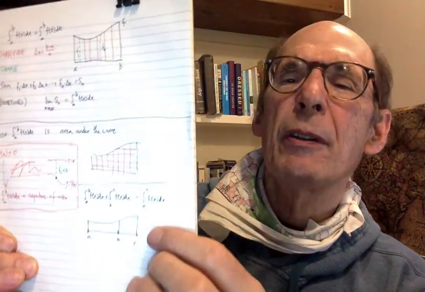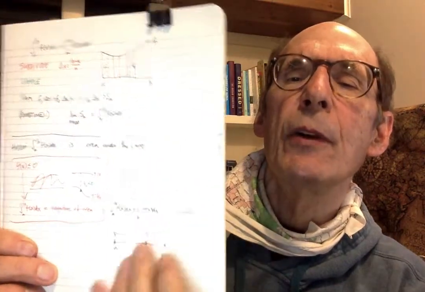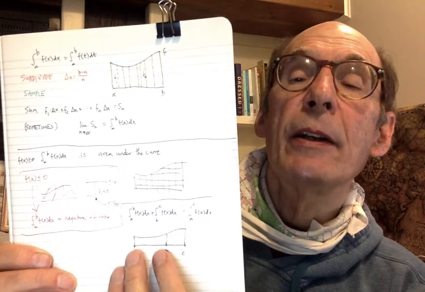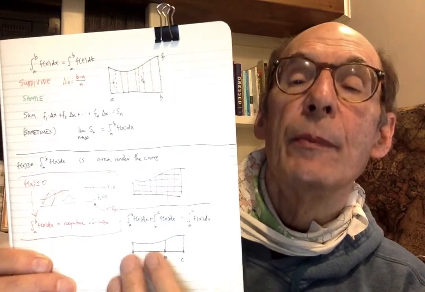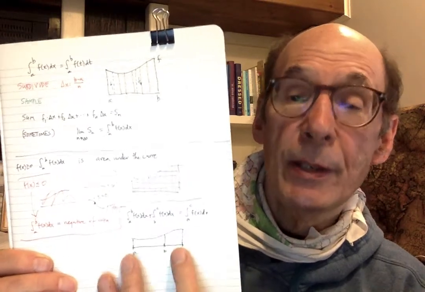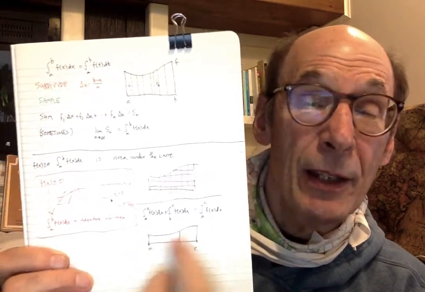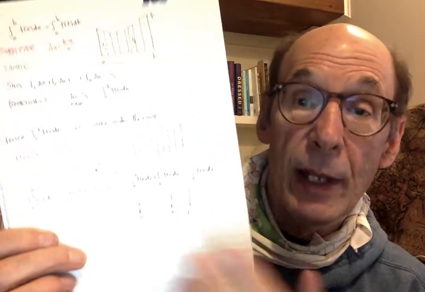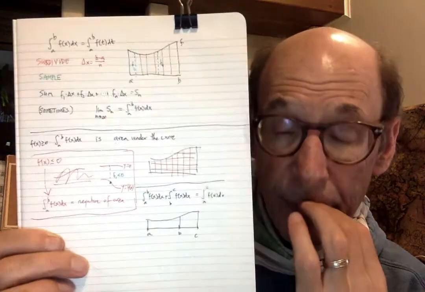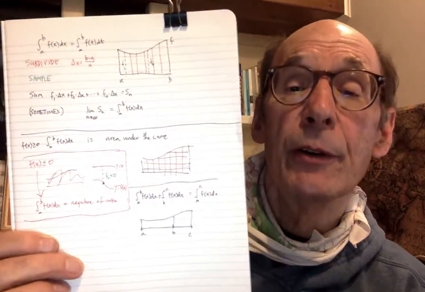So there's the graph of f. I happen to have drawn a positive one. And you go from a to b, and then you go from b to c. So when you subdivide this part and you do the sums, and you subdivide this part and do the sums, well, basically you've subdivided this whole big thing and done the sums. And so you get the integral over the much bigger thing that's formed as the union of the other two.